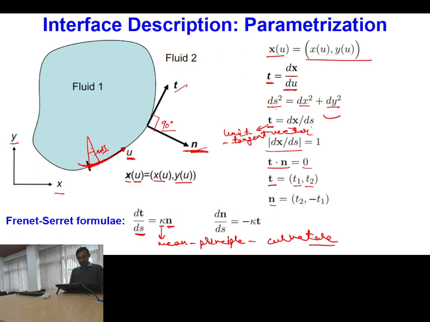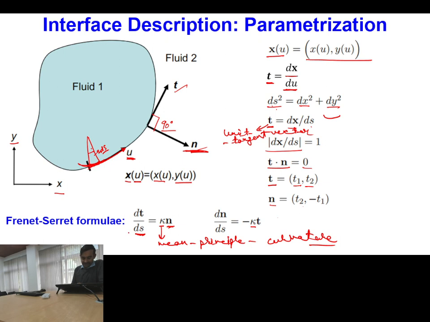And similarly, if I do the derivative of the normal vector with s, that comes out to be minus kappa times the tangent vector. These are called the Frenet-Serret formulas. Standard mathematical results: the derivative of the tangent along the surface is equal to the mean principal curvature times the normal vector, and the derivative of the normal vector along the surface is minus the mean principal curvature times the tangent vector. These are nothing but standard results.